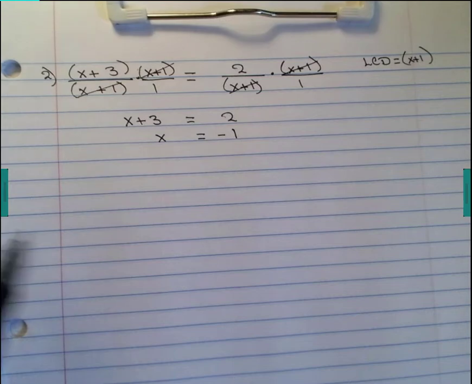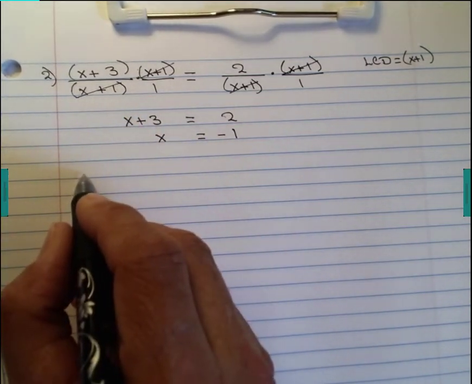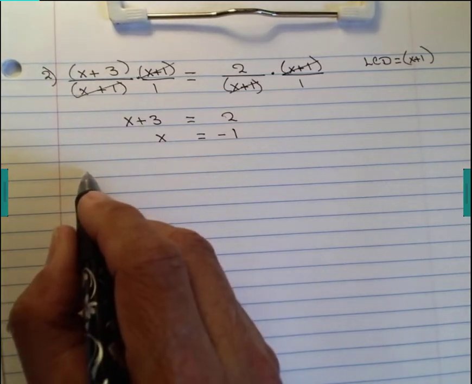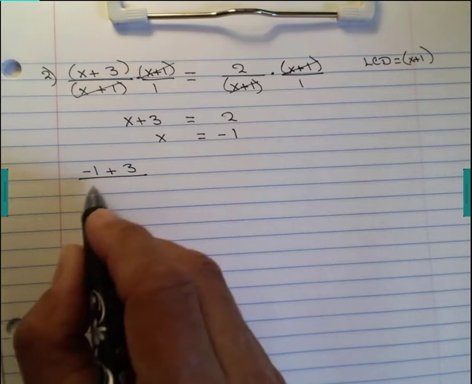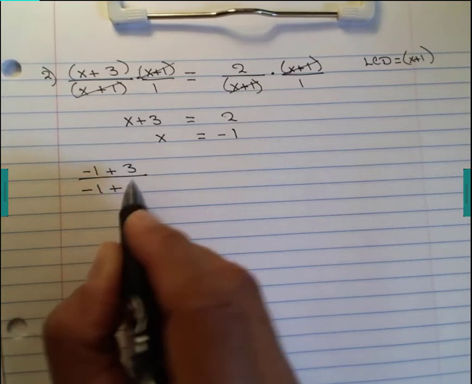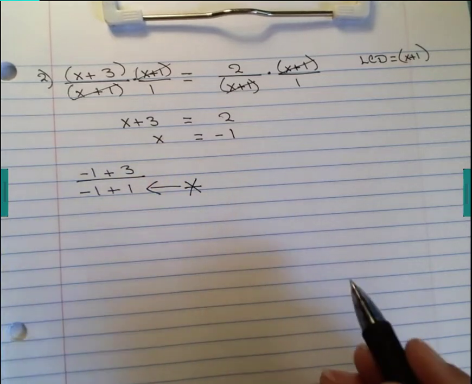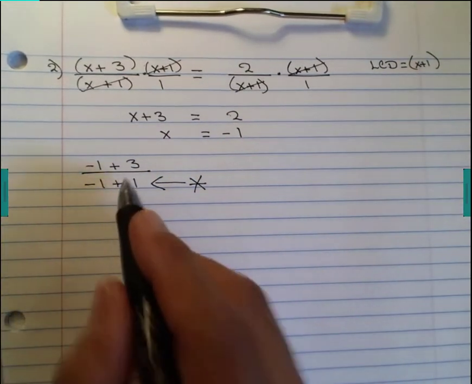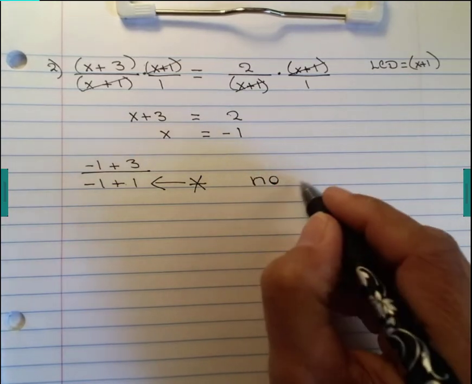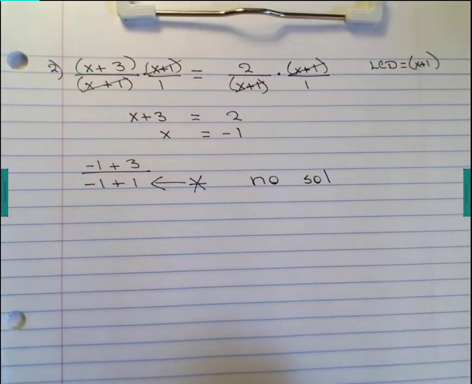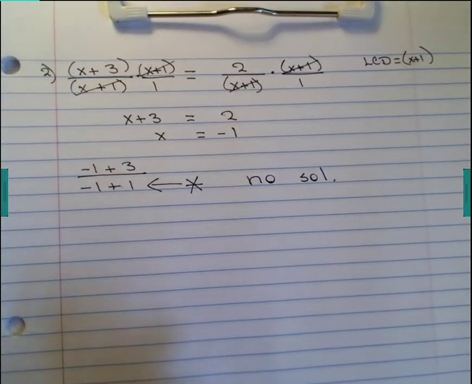All right, so what happens when I put negative 1 back in my original problem? Well, I would end up with negative 1 plus 3 over negative 1 plus 1. And at that point, you can go, nope, this will not work. That would cause 0 as a denominator. Negative 1 will not work as a solution, so I have no solution to this problem. It caused an invalid condition.